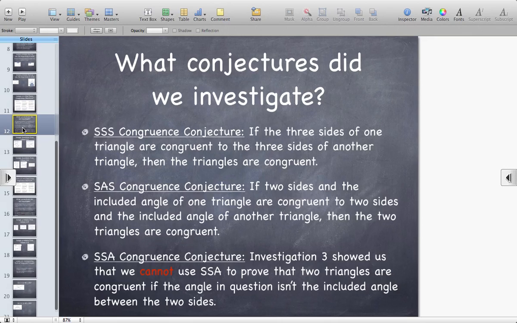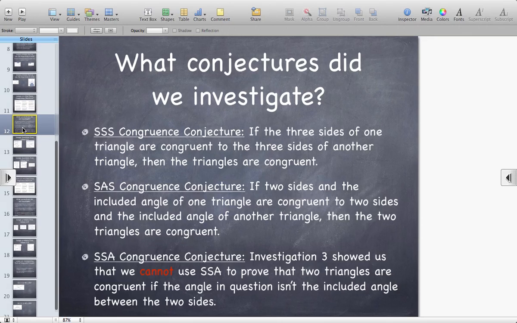We also determined the side, angle, side congruence conjecture. So if two sides and the angle in between them are congruent to two sides and the angle in between those two sides of a second triangle, then the two triangles are congruent to each other. So the other parts would also be congruent.